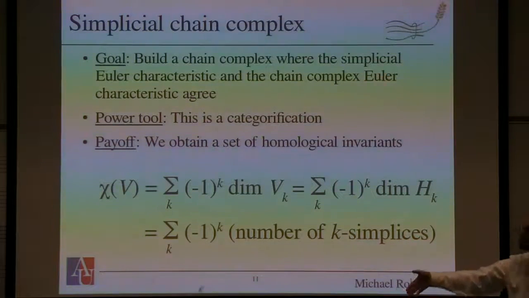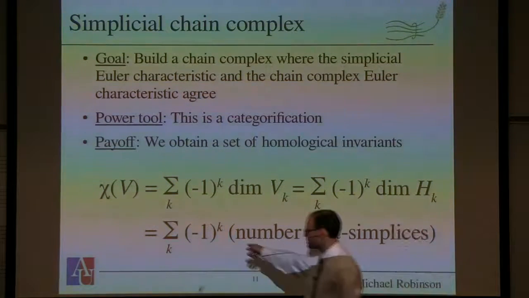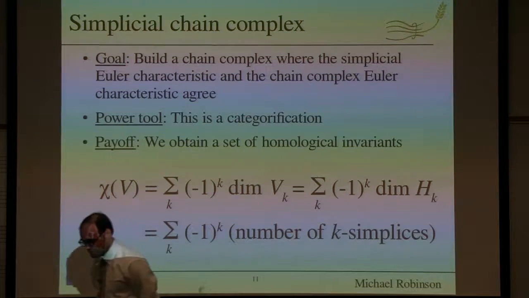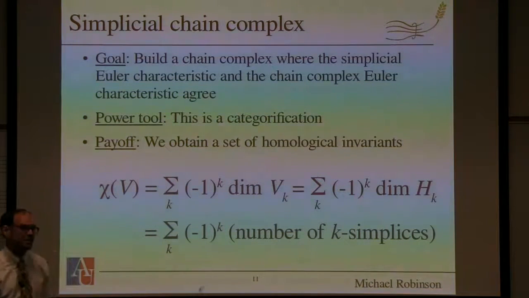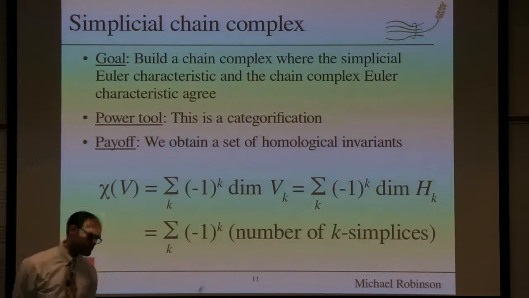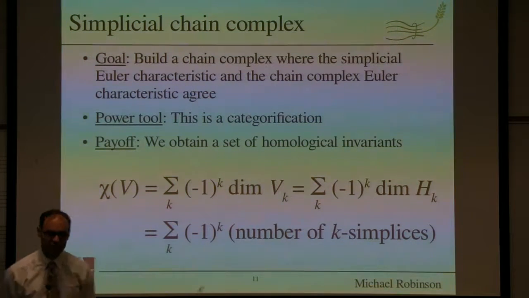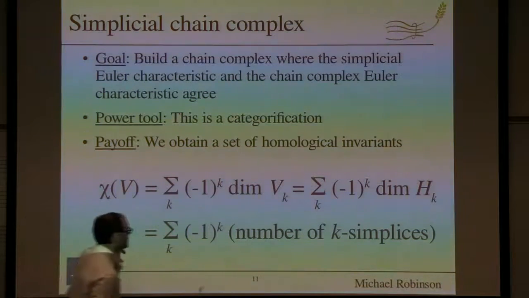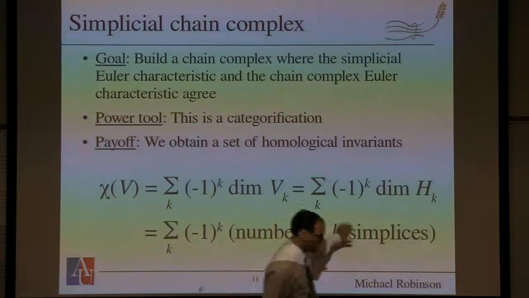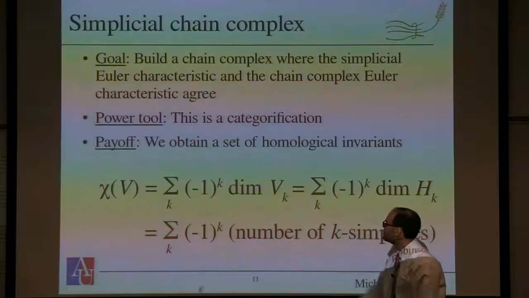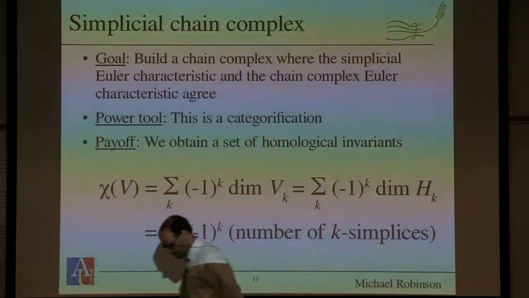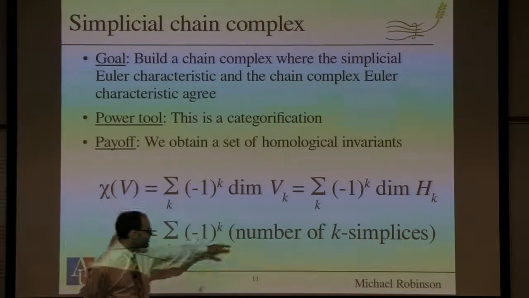So 0-dimensional simplices, that's -1 to the 0, which is 1. And so this would say the number of 0 faces, i.e. the number of vertices, minus the number of edges, plus the number of 2 faces, etc. That is an Euler characteristic. And I'd like to find a chain complex whose dimensions match up with the number of k simplices.